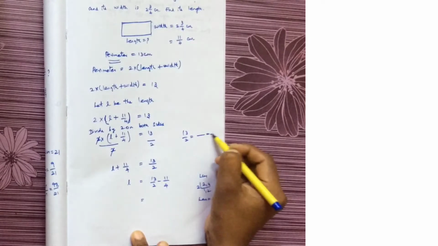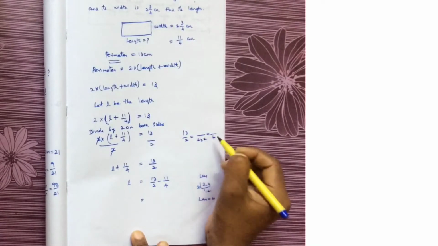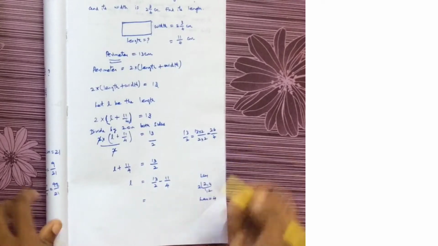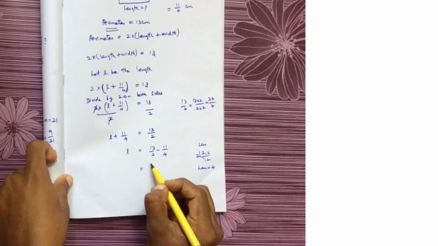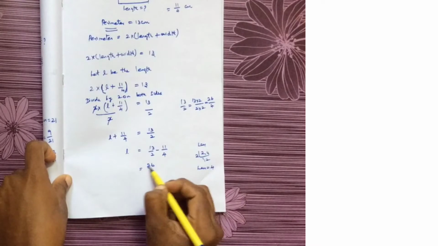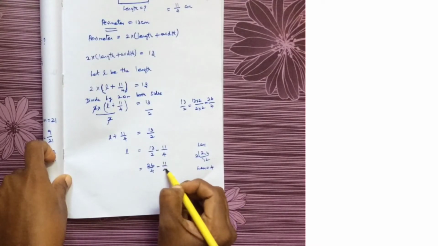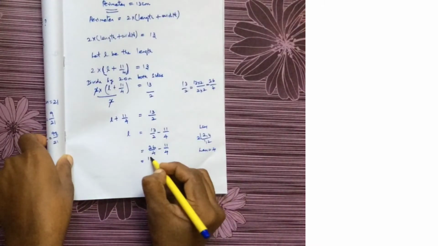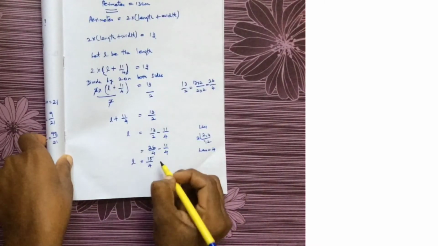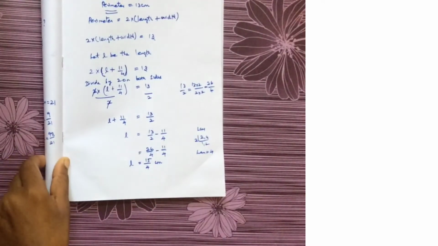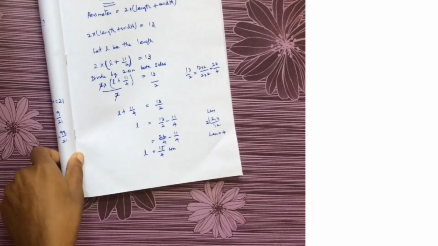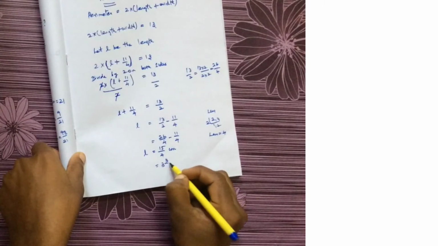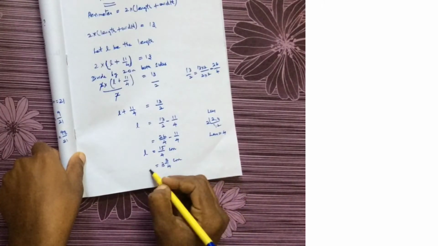13/2, 4. 13 multiplied by 2, 26/4. Here what I should write: instead of 13/2, I am writing 26/4 minus 11/4. So the answer is 15 divided by 4. L is 15/4 centimeter. If I want to write it in mixed fraction, it is 3 3/4 centimeter.